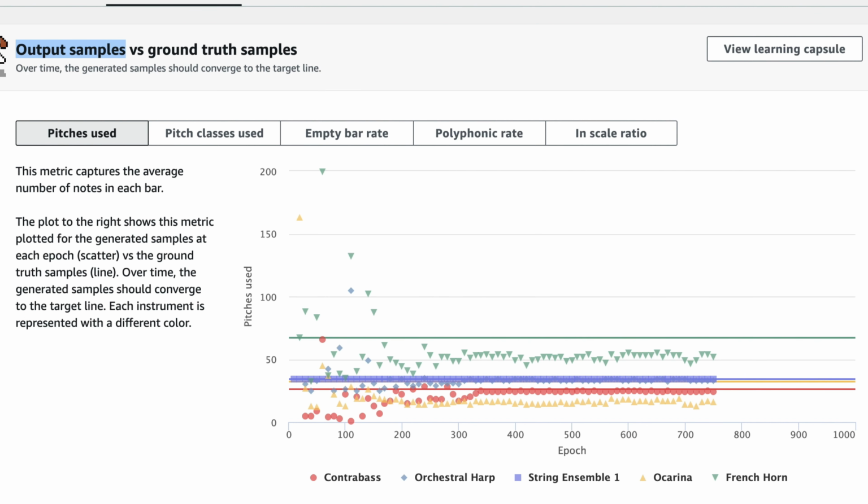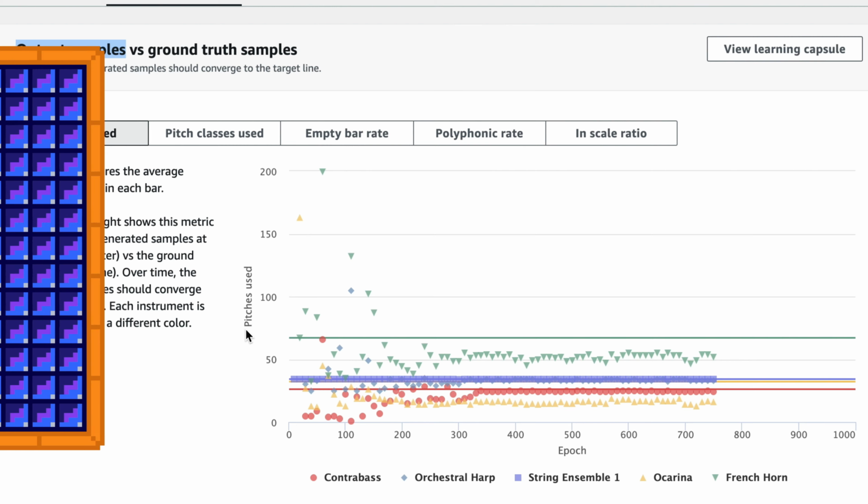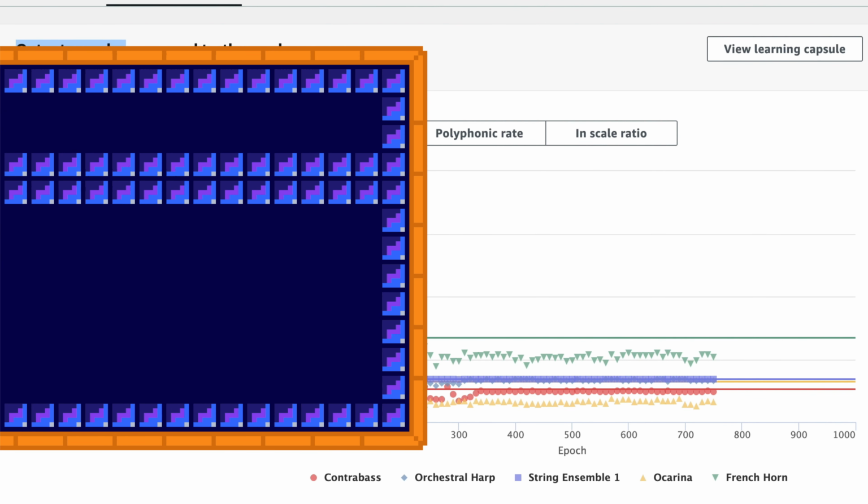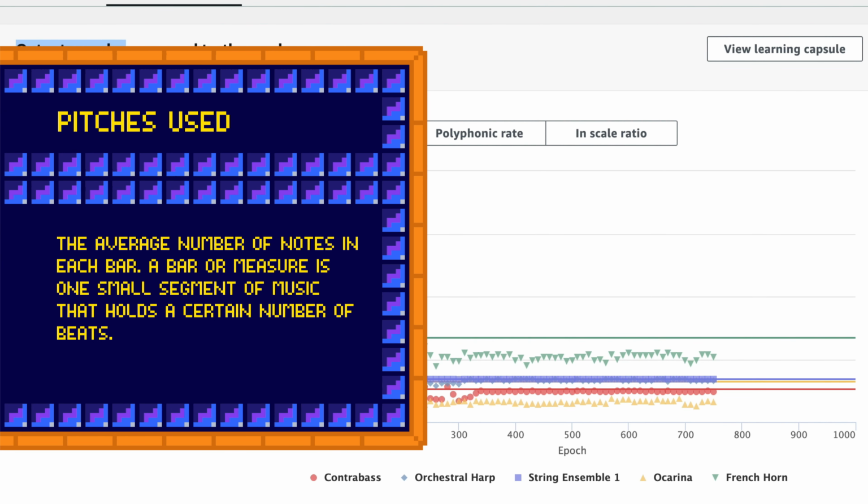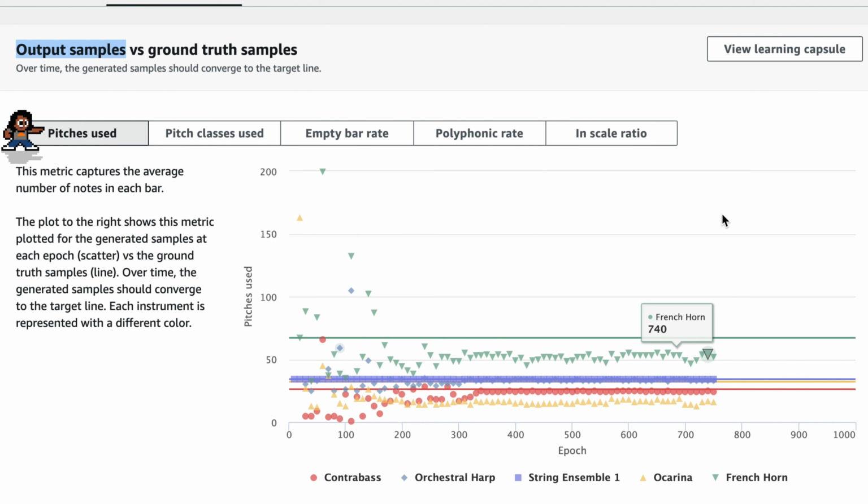Let's look at each of these metrics. The first one is pitches used. Notice here again, epochs shown here on the x-axis and pitches used shown on the y-axis. This metric shows the average number of notes in each bar. And a bar or measure is just really one small segment of music that holds a certain number of beats. This plot graph shows values for each instrument.